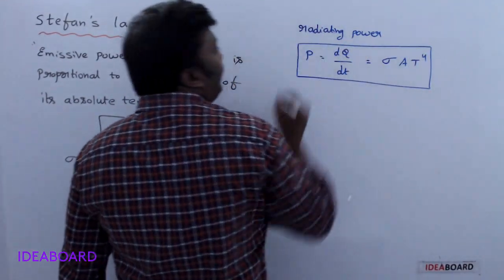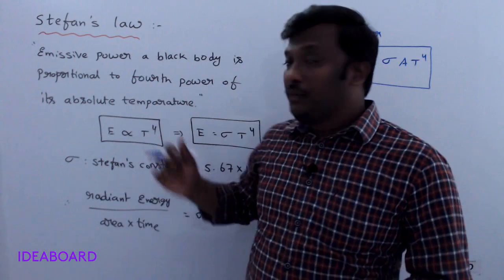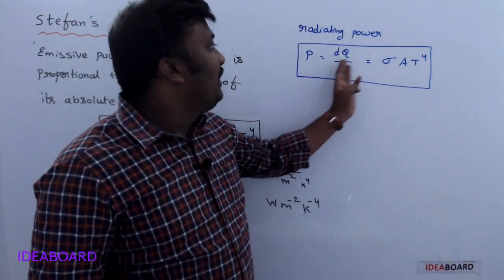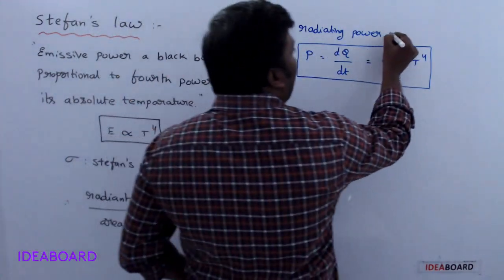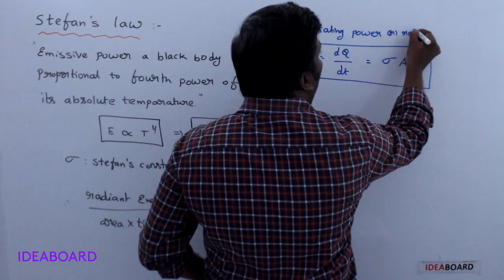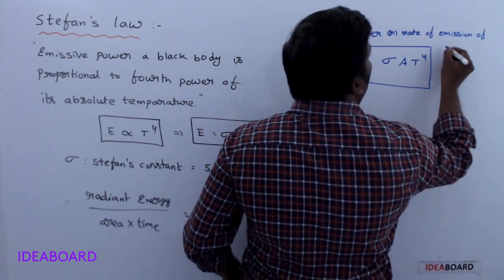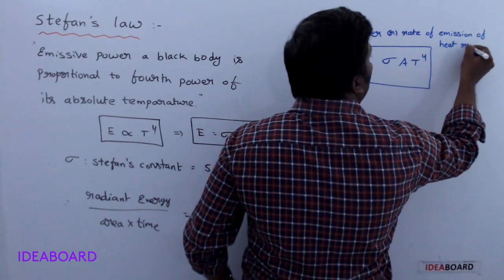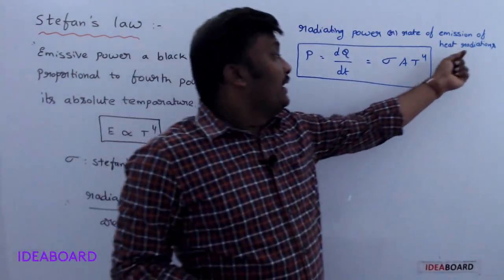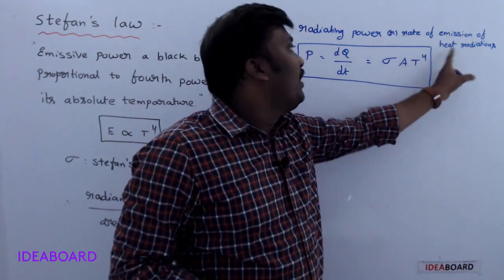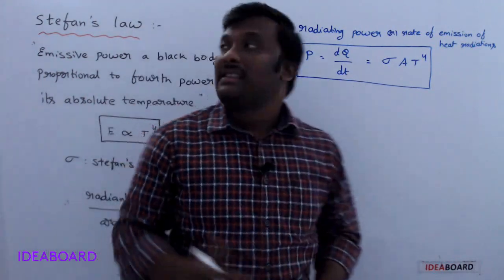In most numericals, they ask for the radiating power rather than the emissive power. So what is the formula for radiating power? Sigma A T power 4. dq by dt is also called the rate of emission of heat radiations. Radiations are nothing but heat energy. Is it clear? This is called Stefan's law.